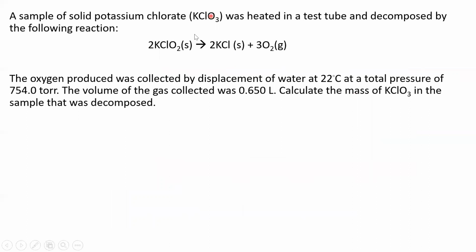Okay, we have potassium chlorate. There's actually a typo in here. This should say KClO3, not KClO2. I just saw that. It's not going to change what we're going to do, but so we've got potassium chlorate decomposing to produce potassium chloride and oxygen gas.